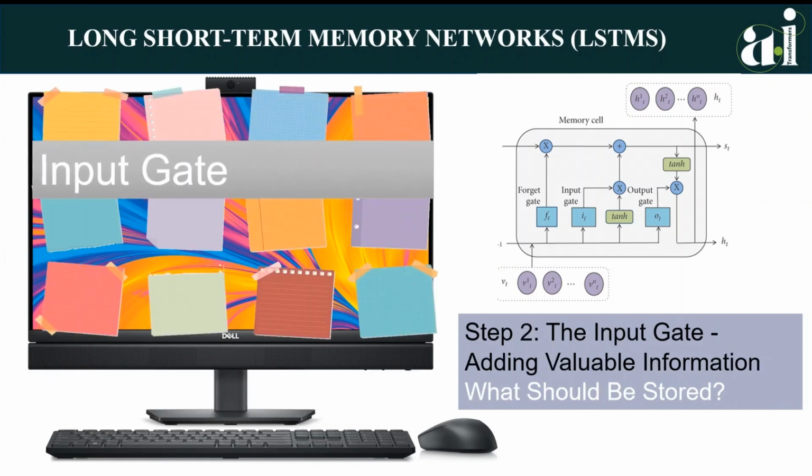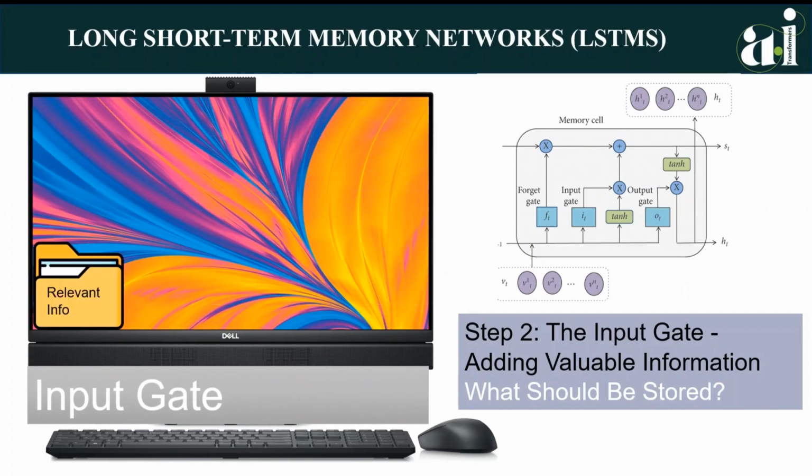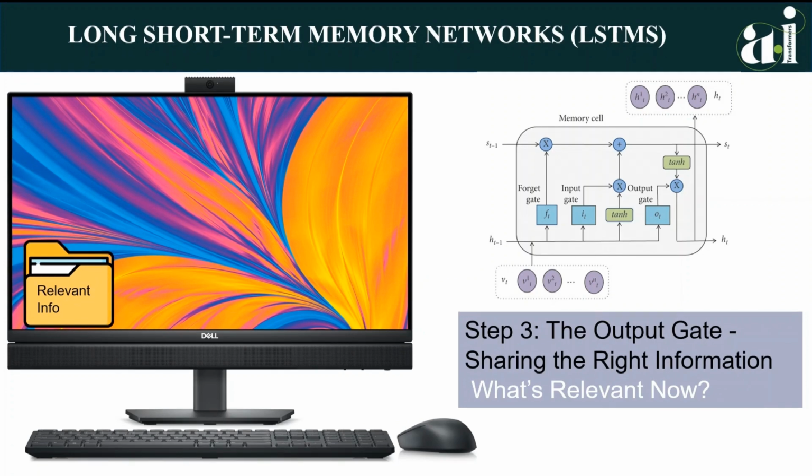Next comes the input gate, which decides what new information to store. This ensures the machine focuses on the most valuable data, like remembering a character's name in a story or a key trend in the stock prices. Finally, the output gate determines what information to use at any given moment. It decides what's most relevant based on the current context, ensuring the machine stays focused on the task at hand.